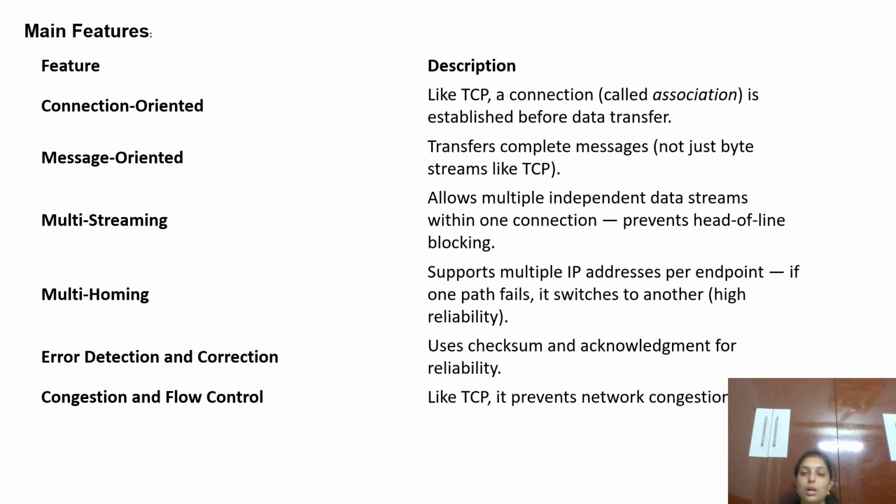Next, congestion and flow control. The main features are the same as TCP and UDP. It establishes a connection before data transfer and transfers complete messages, with multiple independent data streams and multiple IP addresses. It also detects and corrects errors, and we also see flow control like TCP, and it prevents network congestion. These are the main features of SCTP.